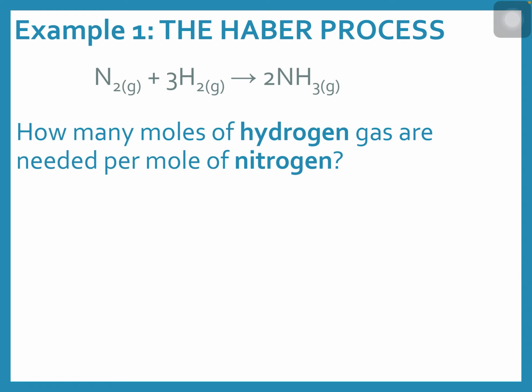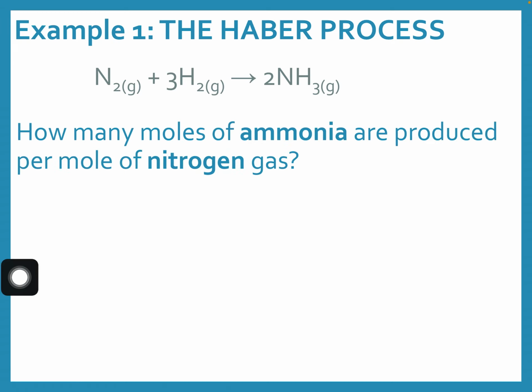So how many moles of hydrogen gas are needed per mole of nitrogen? I'll start from the balanced equation. For hydrogen gas, I have 3 moles of hydrogen for every 1 mole of nitrogen, and I'm asked per mole of nitrogen, so I'm already in per mole. So I need 3 moles of hydrogen for every 1 mole of nitrogen.